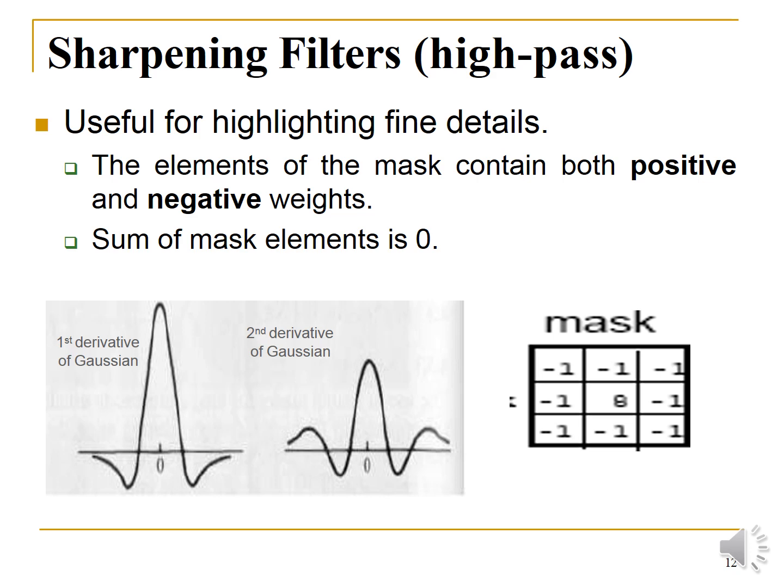So in that case, the sum of mask elements is 1, and here the mask element is 0. So you can clearly note it from the difference between both the sharpening and the smoothing filter, and it is also represented by a graphical representation, that is the first derivative of Gaussian and similarly the second derivative of Gaussian.